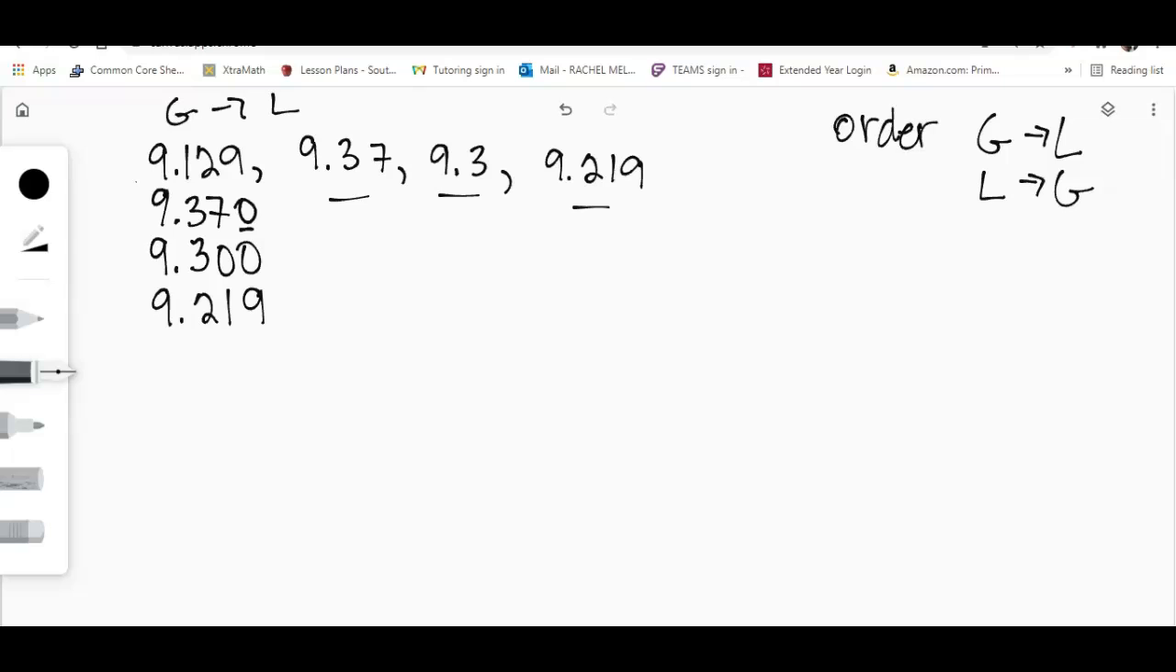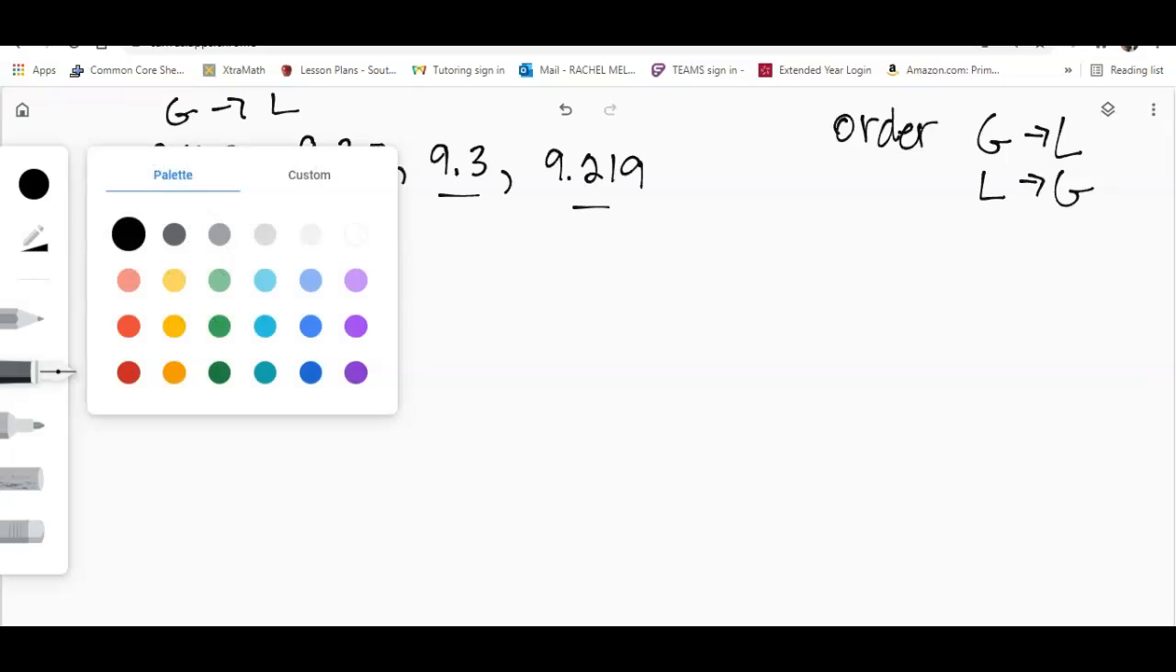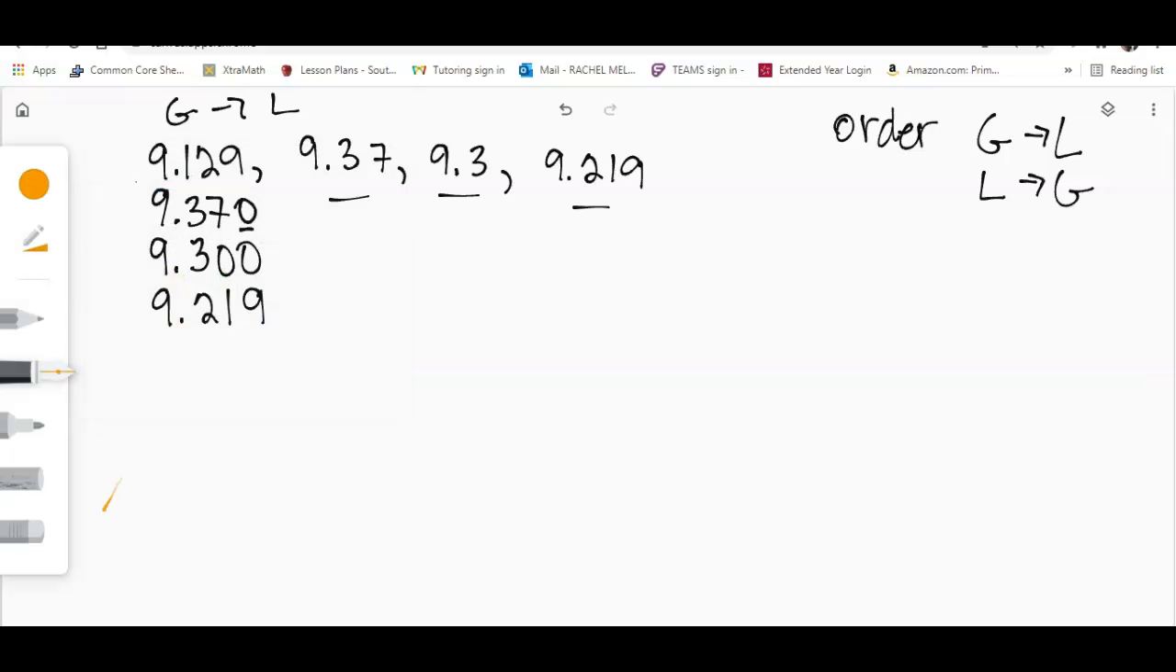All right, so just like when we were comparing, I'm going to look at one place value at a time. So I'm looking at the ones place and I see that they are all 9s. So that does not help me. Okay, so now I'm going to look over here at the tenths place.